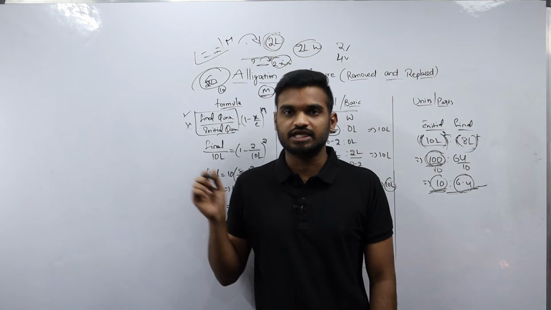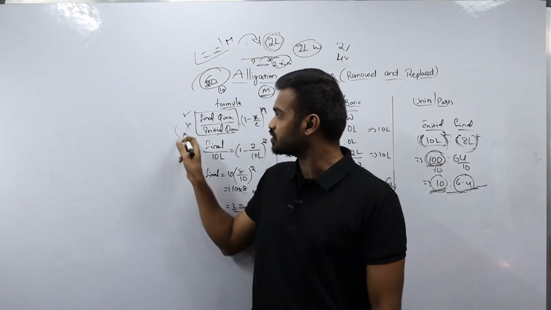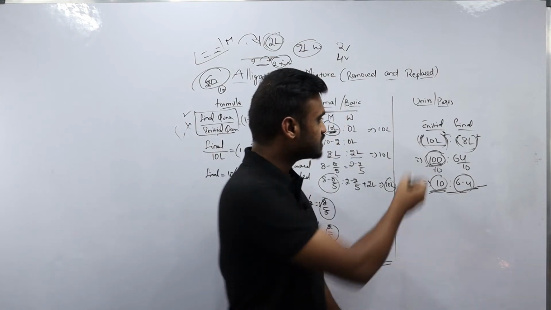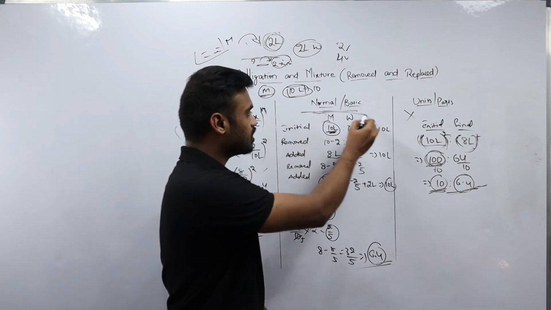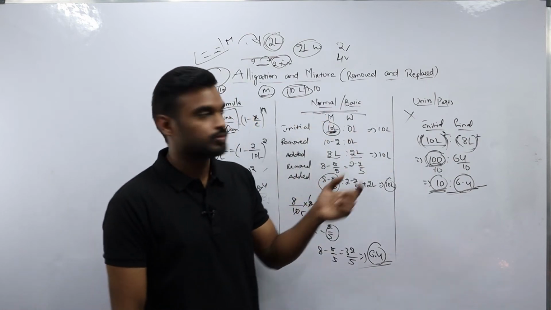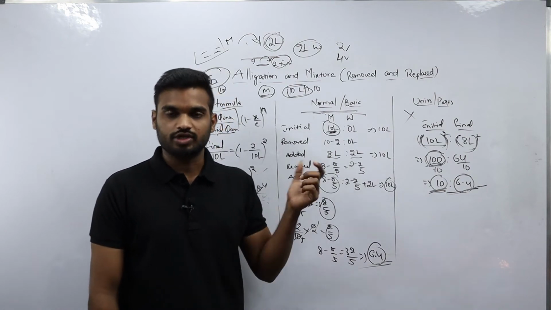Okay, and let's solve some basic level problems based on this removal and replacement concept, so that you can come to know how to use these three methods to solve the problems. I will also tell you in what situations we can't use this formula method, and in what situations we can't use this units or parts method. If you know the normal or basic method, you can solve any kind of problem in this remove or replace concept. Now let's solve some basic level problems so that you can understand clearly.